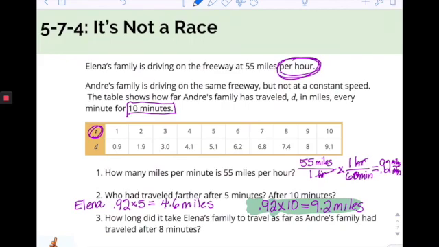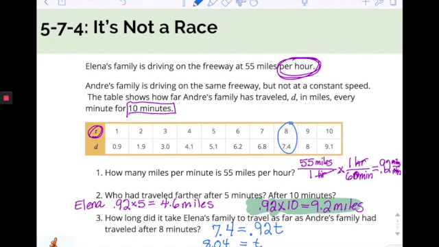How long did it take Elena's family to travel as far as Andre's family had traveled? After 8 minutes. Okay, so after 8 minutes, Andre had traveled 7.4 miles. So 7.4 is the distance, and we know that Elena's family was traveling 0.92 miles per minute. 7.4 divided by 0.92, which would be 8 4/100 of a minute.